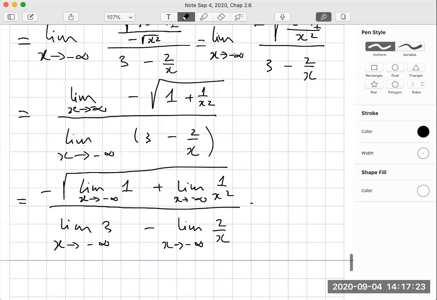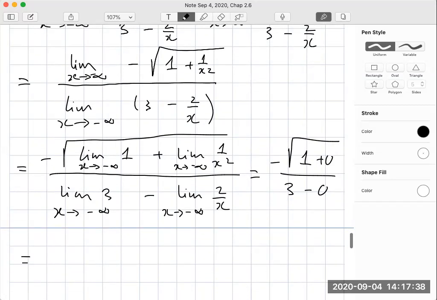Okay? And it is negative square root of 1 plus 0 over 3 minus 0. So it becomes -1/3, right? Is it clear? Very good. So we found two horizontal asymptotes for this one.